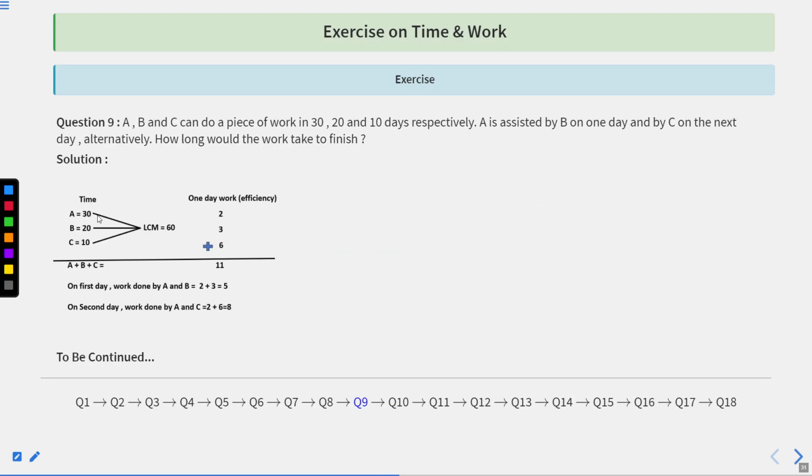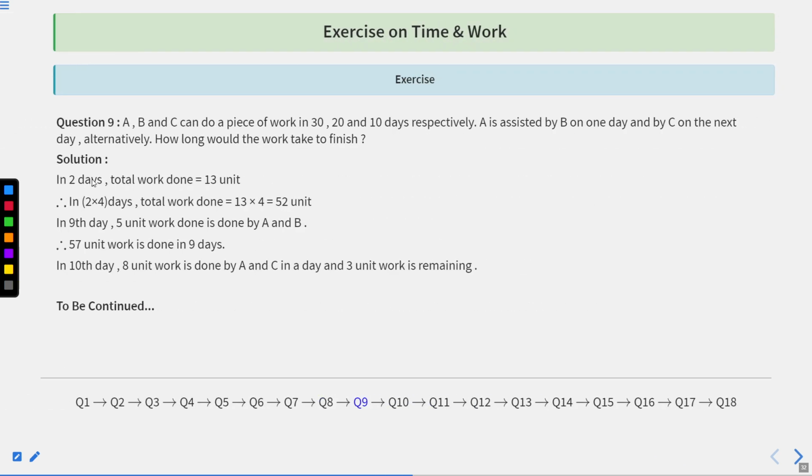Solution. So A takes 30 days, B takes 20 days and C takes 10 days. So the total amount of work that has to be done is 60. So 1 day work efficiency of A is 2, of B is 3, and of C is 6. So the combined work efficiency of all of these 3 will be 11. So on the first day, work done by A and B is 2 plus 3, that is 5. And on the second day, work done by A and C will be 8.